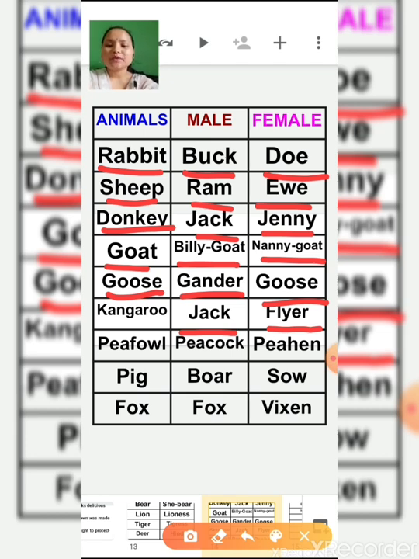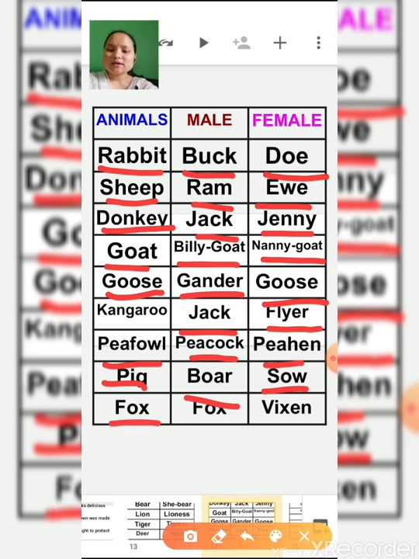F-L-Y-E-R, flyer. Peafowl. Male peafowl is known as peacock, P-E-A-C-O-C-K, peacock. And female peafowl is known as peahen, P-E-A-H-E-N, peahen. Pig. Male pig is known as boar, B-O-A-R, boar. And female pig is known as sow, S-O-W, sow.